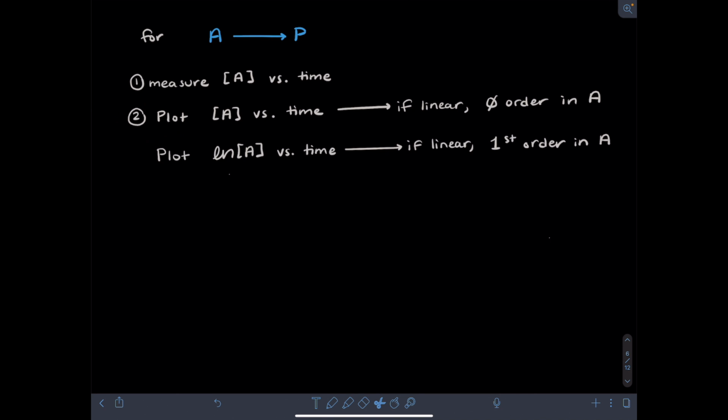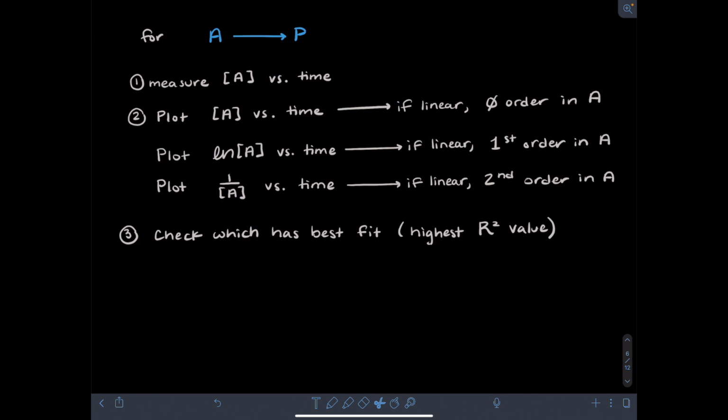For your second plot, you would plot the natural log of the concentration of A versus time. If this plot is linear, your reaction is first order in A. Then for your third plot, you plot 1 over the concentration of A versus time. If this plot is linear, your reaction is second order with respect to A. I recommend always trying all 3 fits, so you'll have 3 plots. One of these is going to have the best linear fit, the highest R-squared value, and that is the one that you should use to determine your reaction order.